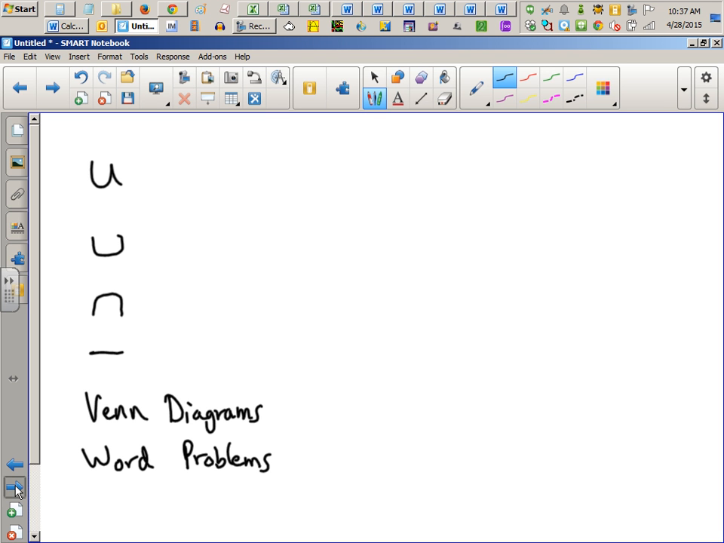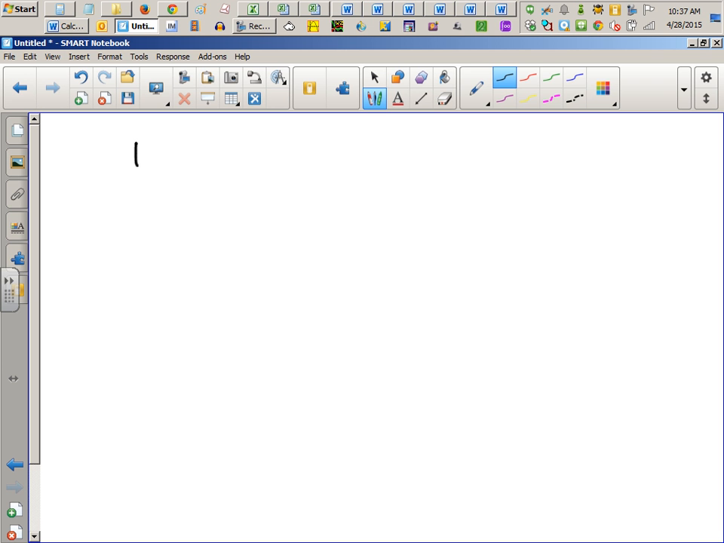Okay, so first thing you need to know is what the U means. U means the universal set. And basically the universal set is exactly what it sounds like. It's the set that everything's borrowed from.